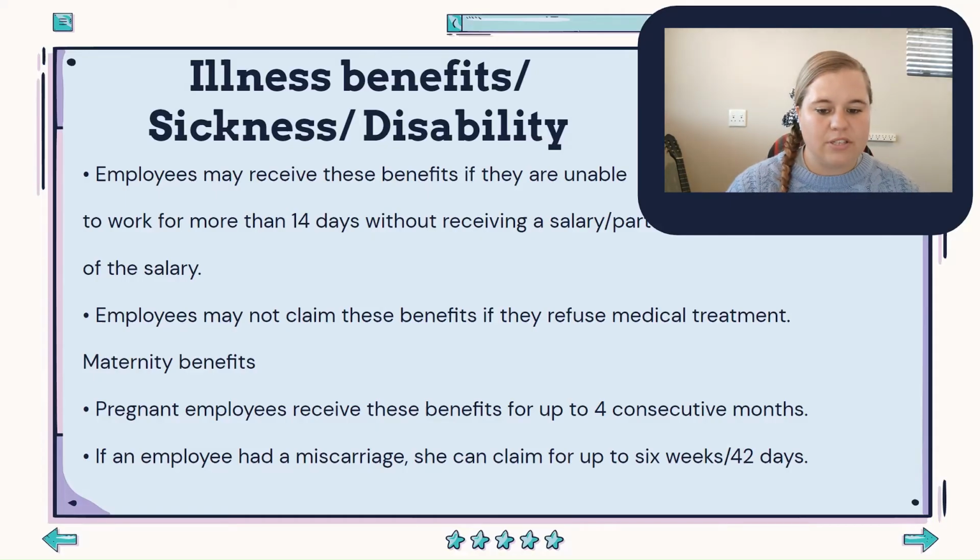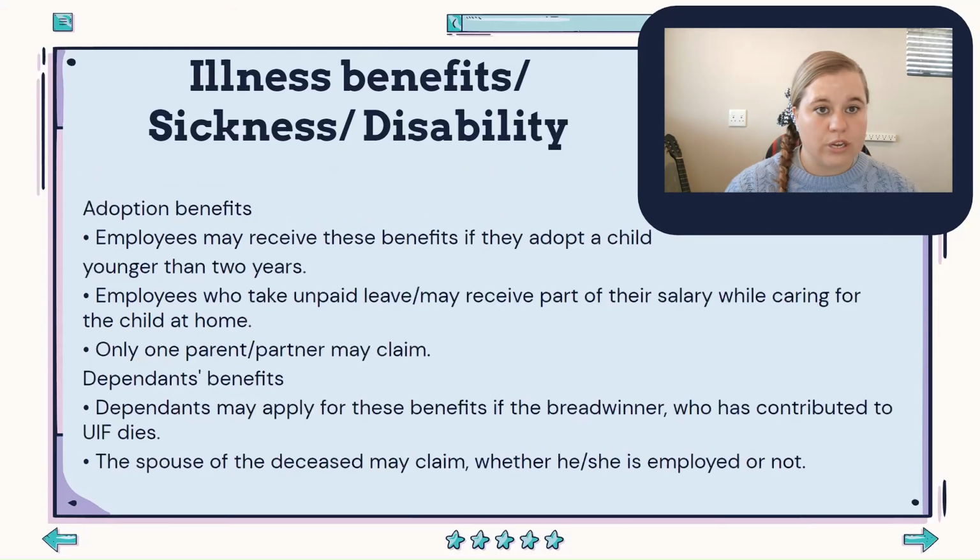Maternity benefits. Pregnant employees receive these benefits for up to 4 consecutive months. If an employee has a miscarriage, she can claim for up to 6 weeks or 42 days.